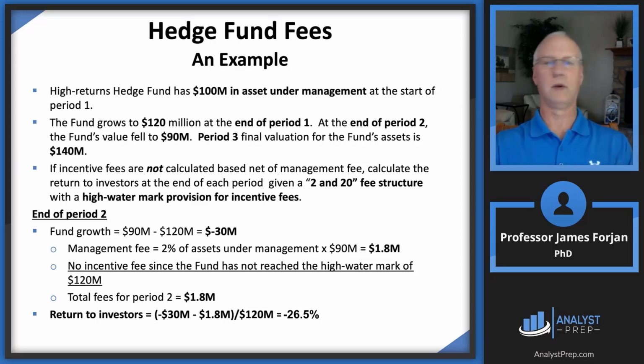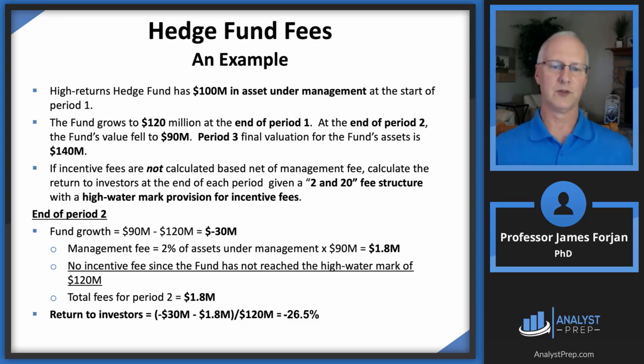So what happened? Clearly, we went from 120 down to 90, so we lost 30 million. Our management fee is going to be the 2% of the assets under management at the end of the period, right? That 90 million, so that's 1.8. And there's not going to be any incentive fee since we're well below that high water mark of the 120. So the total fees for the period are just those fixed fees, even though they're 2% of the assets under management. That's pretty much a standard rate.